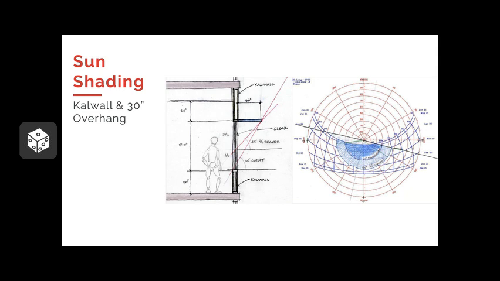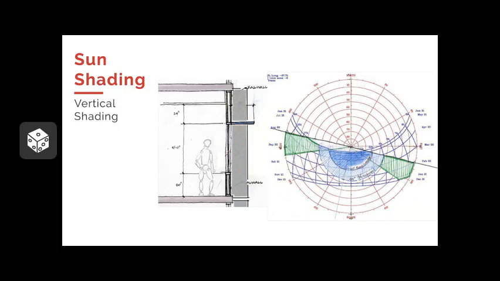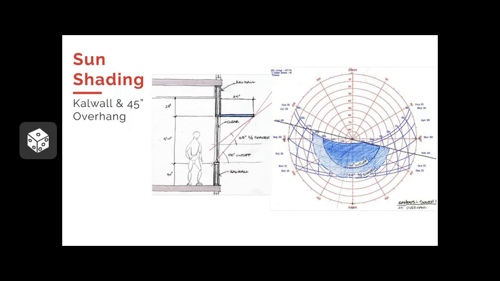But let's start adding different types of systems on. What if we start looking at some vertical shading, which is great for east and west orientations? And the green actually shows what the vertical shading will do for this particular design. And then if we made the overhang a little bit longer, like 45 inches instead of only 30 inches long, then you can see that you actually get more shading inside of this space.